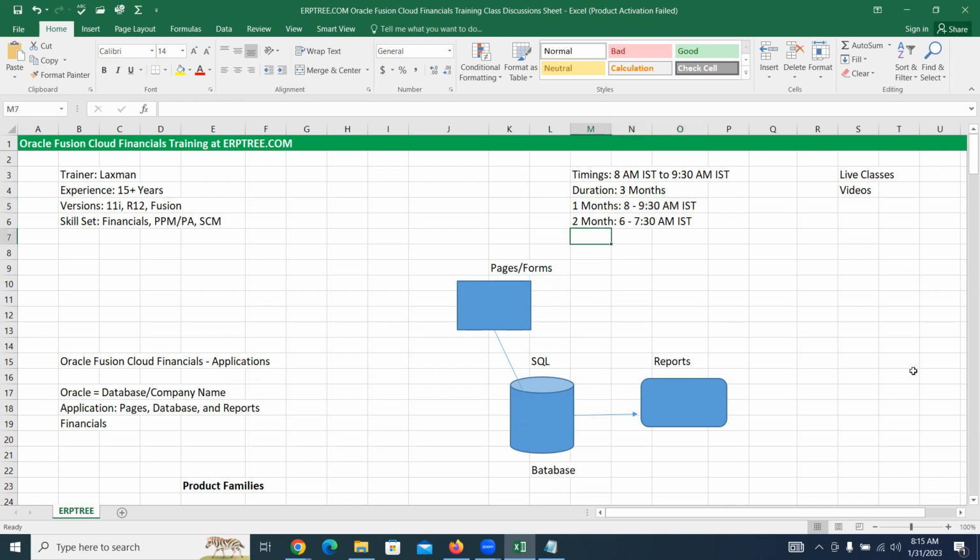And when we talk about days, the classes we are going to conduct from Monday to Friday. So we will not have any classes on Saturday and Sunday. That time you may utilize for your practice or for other purposes.